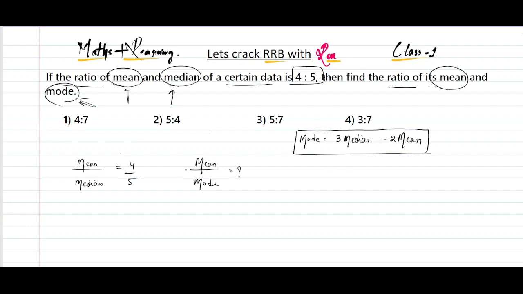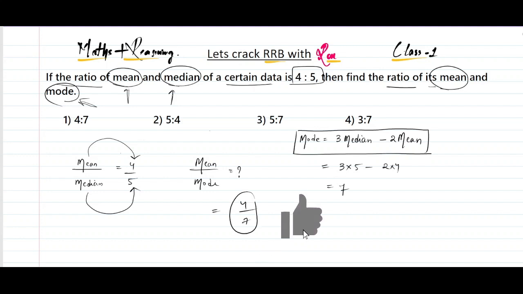See, finally I need to find a ratio, so I can take the values mean directly as 4 and median directly as 5. Okay, so from this relation I will find the mode value: 3, median how much? 5, minus 2, mean how much? 4. So 15 minus 8, I got mode value as 7. So mean how much? 4, mode 7. 4/7 is my answer, which is option number 1.